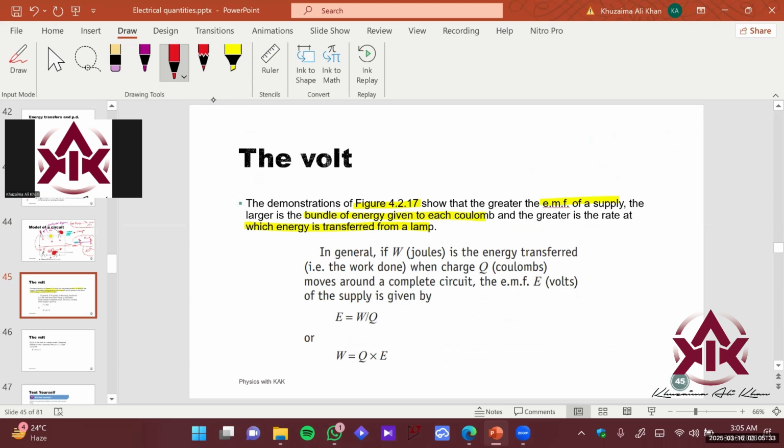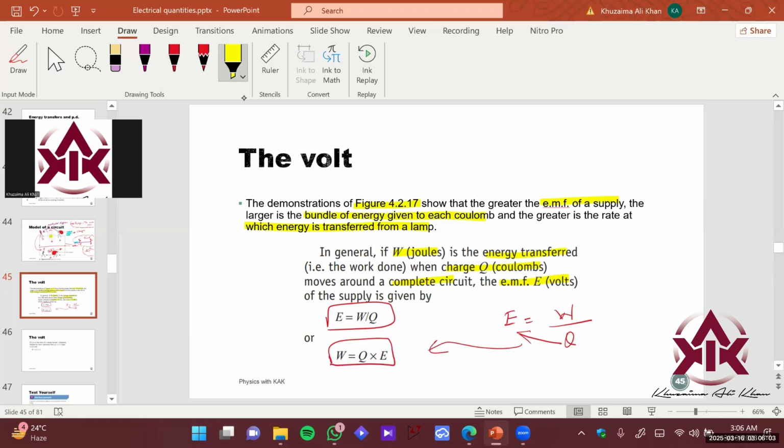Now we have the formula which links everything together. Work done is the energy transferred when charge moves around a complete circuit, right? So the EMF of the battery is given by this formula. We have seen this before: the EMF of a battery is the work done required to move a unit charge across the complete loop of a circuit. If you want to find the work done, just make W the subject, so you get the following equation. So you can find the work done by the battery to move the entire charge throughout the complete circuit, and if you know the charge value, you can easily find it.